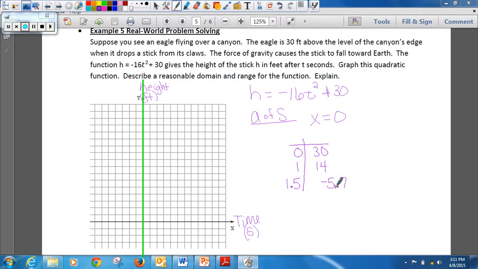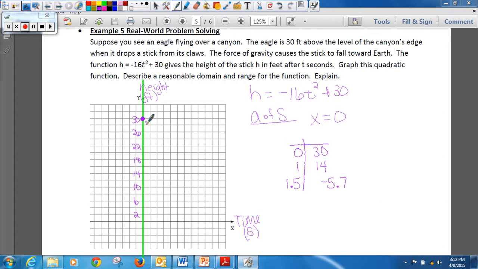Okay, then I have to figure out what I'm going to go by on my axis to get it to fit, because I have to be able to go up to 30. So I'm going to choose to go by 2s. So 2, 4, 6, 8, 10, 12, 14, 16, 18, 20, 22, 24, 26, 28, and 30. So (0, 30) would be there.